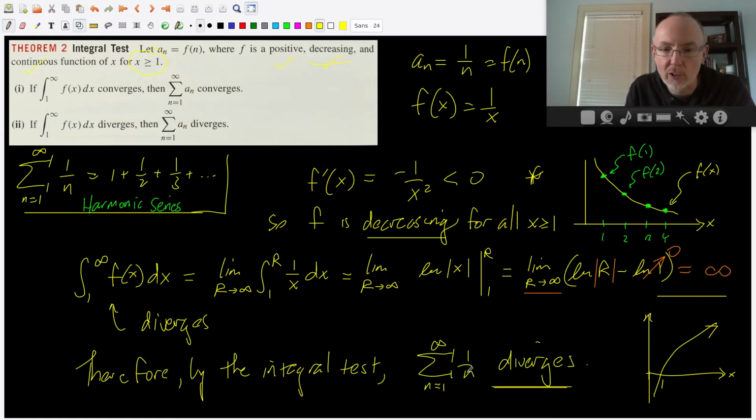Therefore, by the integral test, this harmonic series diverges. And that's another really important result. The harmonic series is a fundamental series that we care about, and it diverges. What that means is the terms aren't getting small enough, quickly enough. So let's have a look.